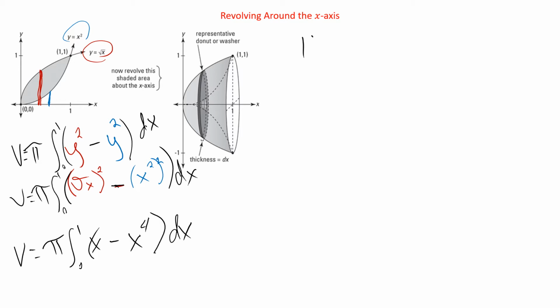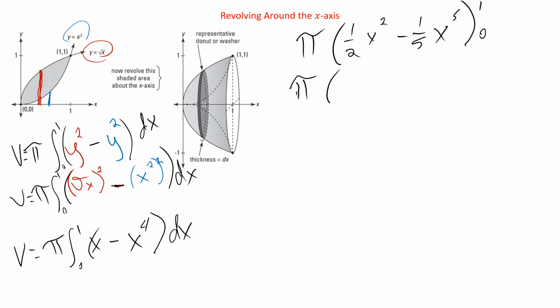So we can come up here, we'll have pi, x becomes x squared, so we have 1/2 x squared minus 1/5 x to the fifth from 0 to 1. So we're going to plug in 1. So that'll be 1/2 times 1 minus 1/5 times 1 minus plug in 0. In both these cases, it is 0. Be careful when we have like e to the x, because e to the 0 equals 1. It does not equal 0.